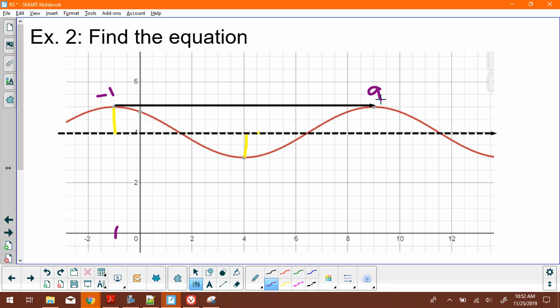Okay, so working backwards for a second on the side, that means 360 divided by 10 is going to equal the value I need in my equation. So it's 36, okay?